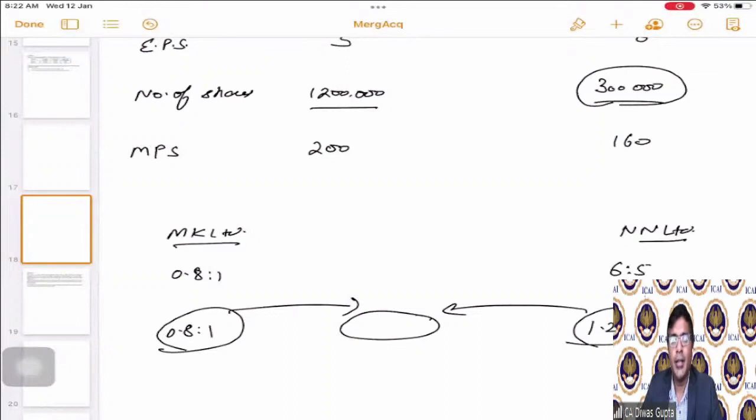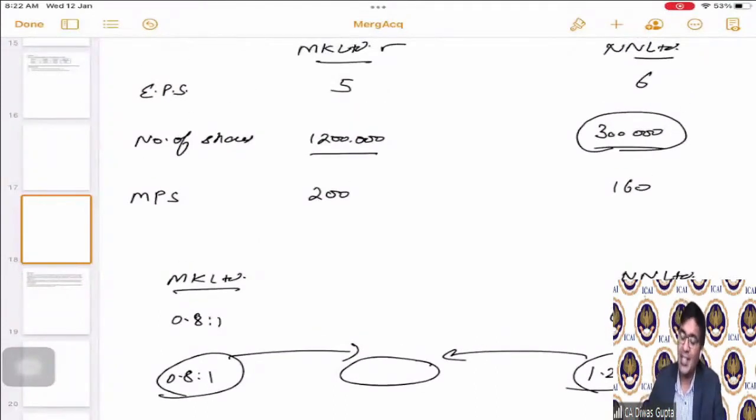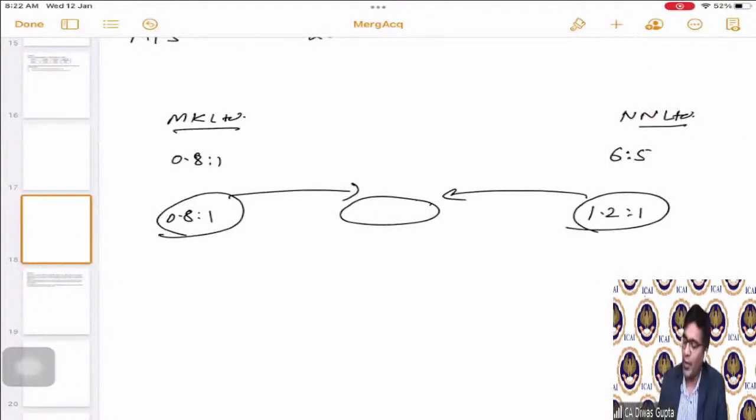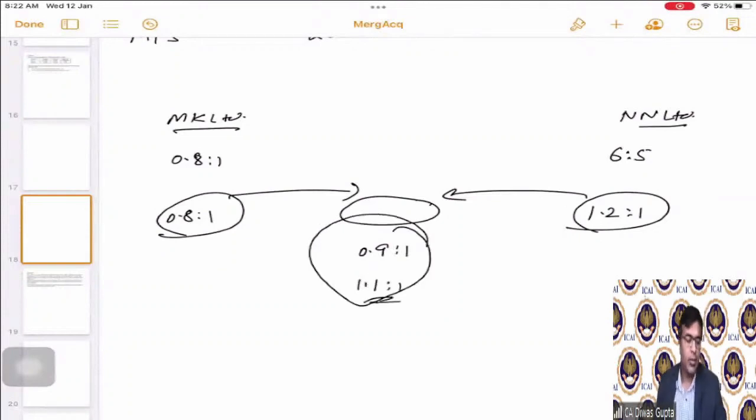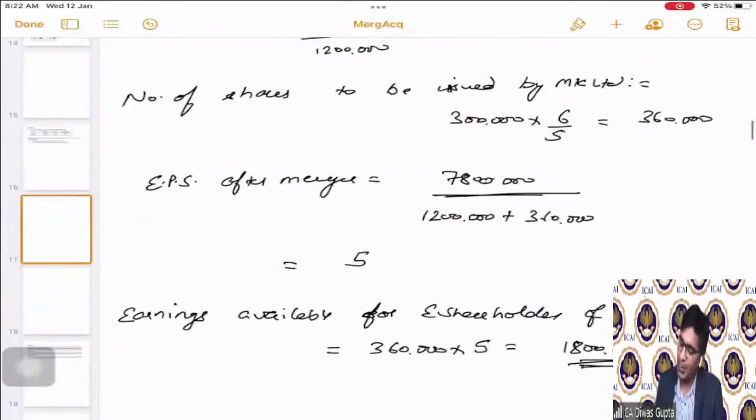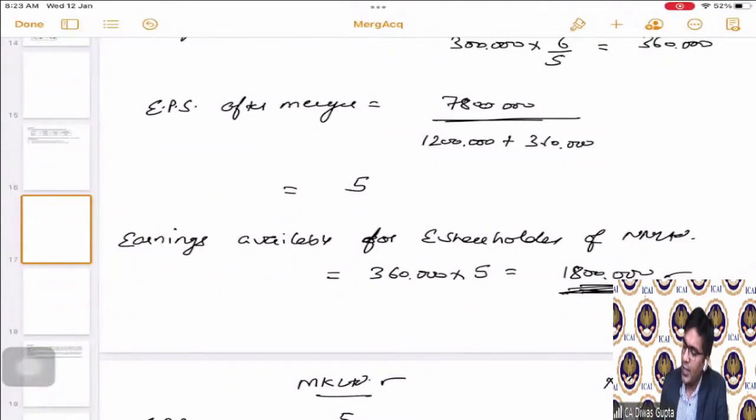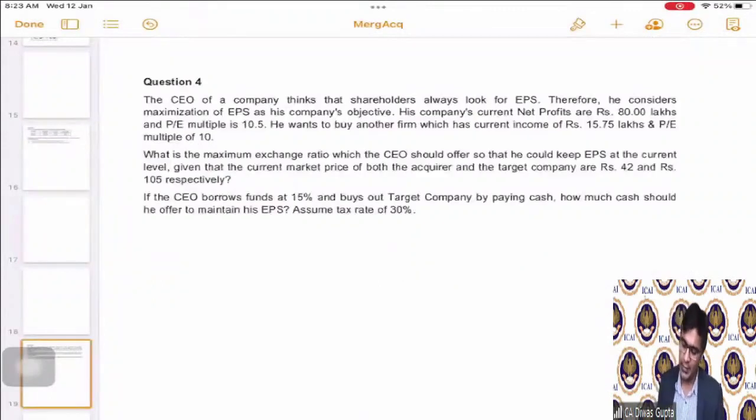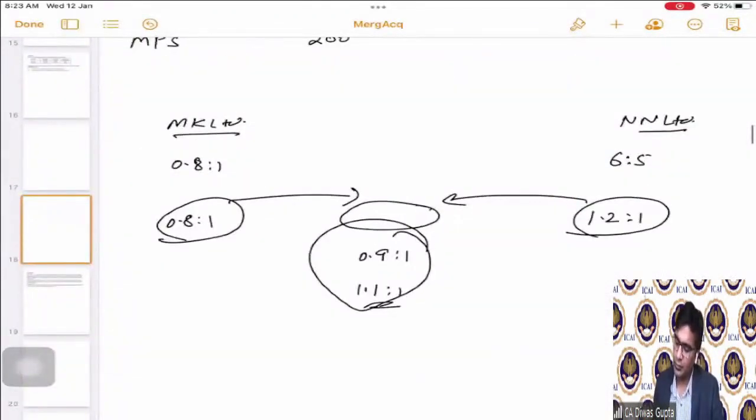So 0.8:1 is the ratio suggested by the shareholders or the board of directors of MK Limited. 1.2:1 is the ratio suggested by NL Limited, basis both of their interests, because here the MPS is higher and EPS is lower. But eventually they will end up having something like 0.9:1 or 1.1:1. Okay. But basis the EPS we have calculated, we have proved also that if they calculate basis the EPS, their net earnings and the holding in the earnings remain the same, which is 18 lakhs to 18 lakhs. Okay, students.